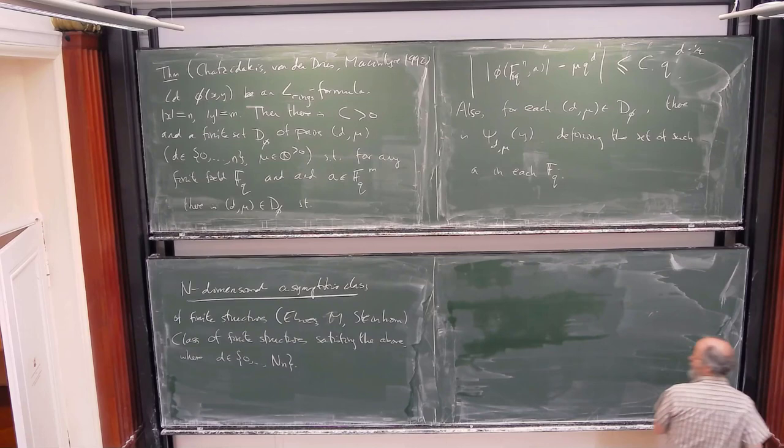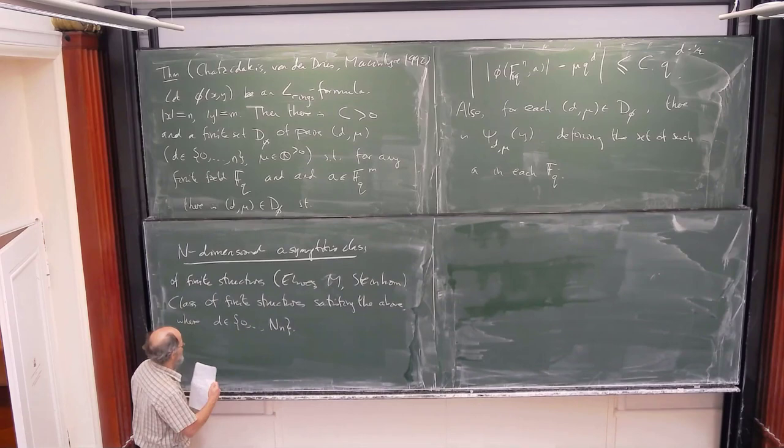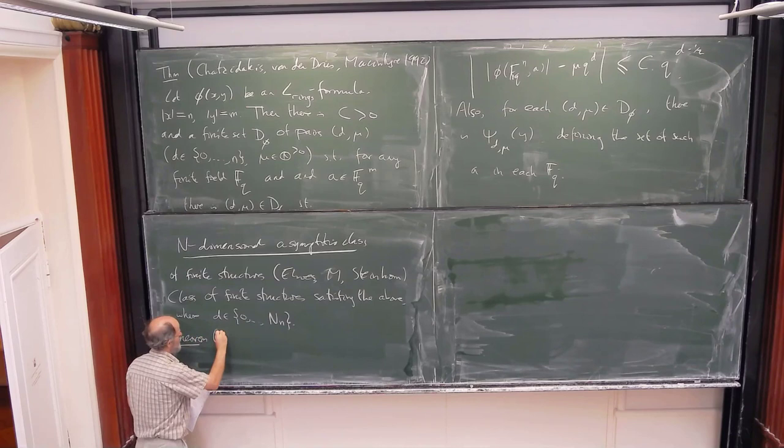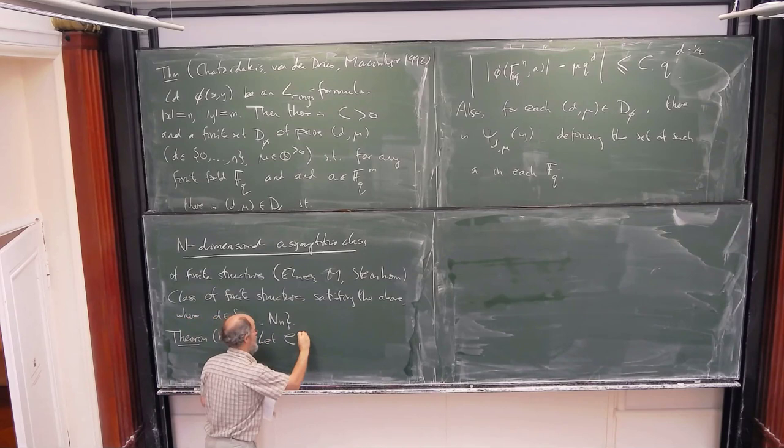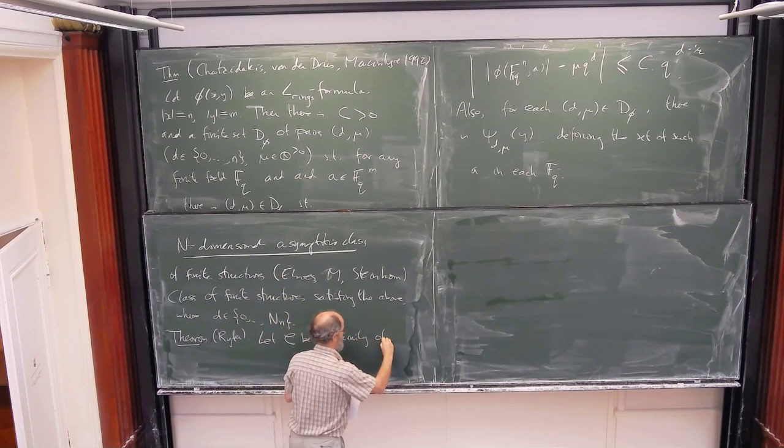And then the theorem of Ryten is that, so let C be a family of finite simple groups.